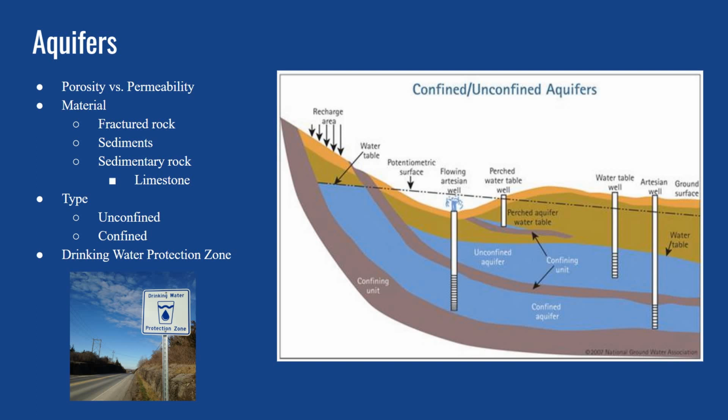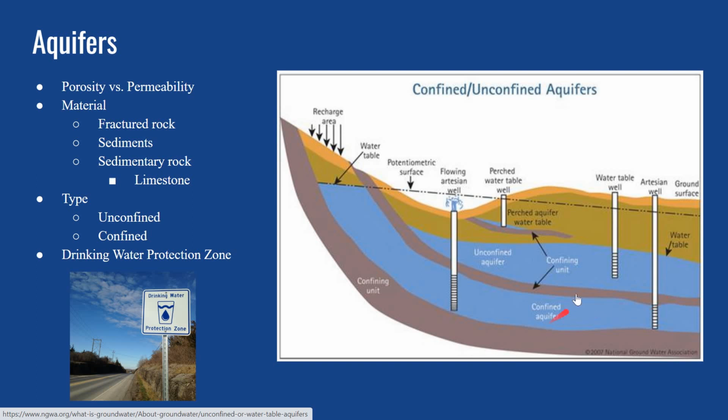Two main types of aquifers, unconfined and confined. Unconfined aquifers, they're sort of right below the surface. You can get water recharge through here, so they're well exposed to the atmosphere, and they're sort of at atmospheric pressure.